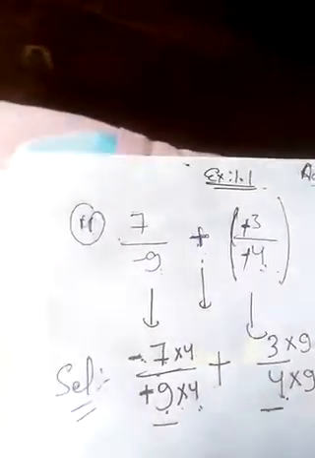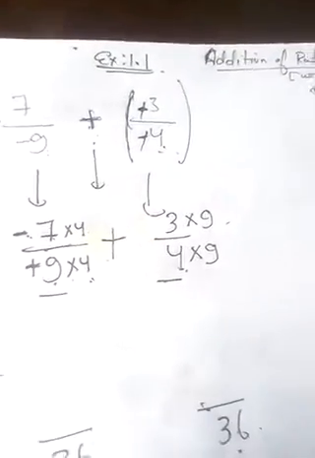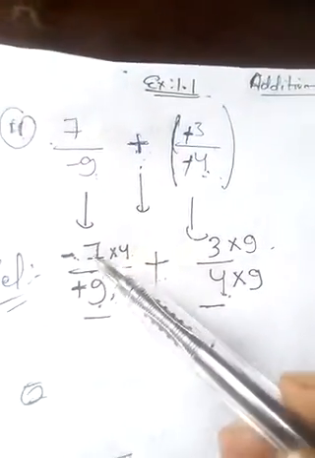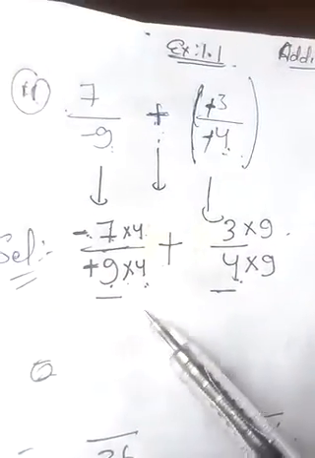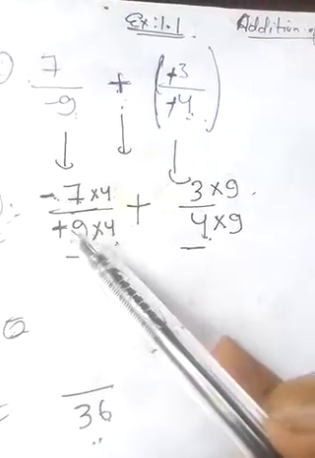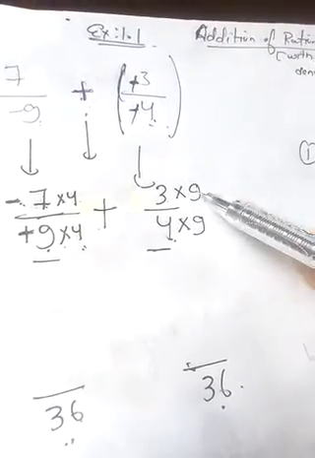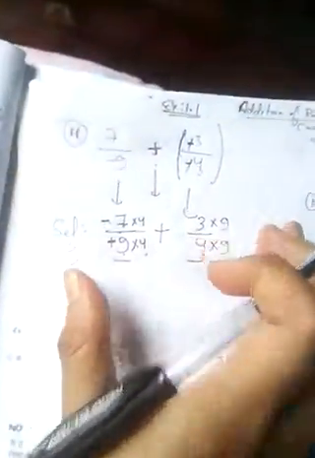Hello students, in the previous video the video paused due to some reasons. So I was solving this question, right? Up to here we have solved minus 7 into 4, minus 9 into plus 9 into 4, and 3 into 9 plus 4 into 5 9. Up to here I hope you have understood what to do.